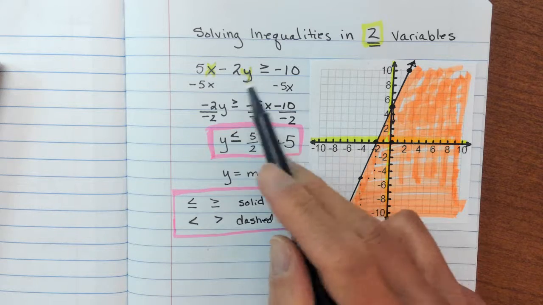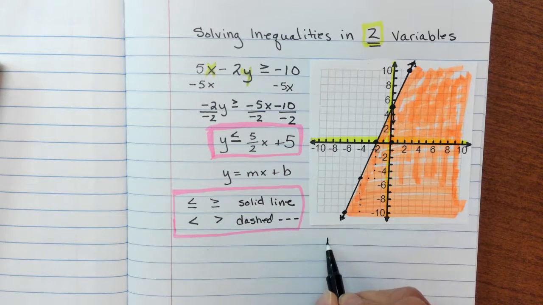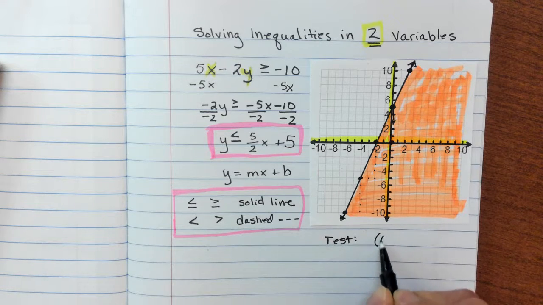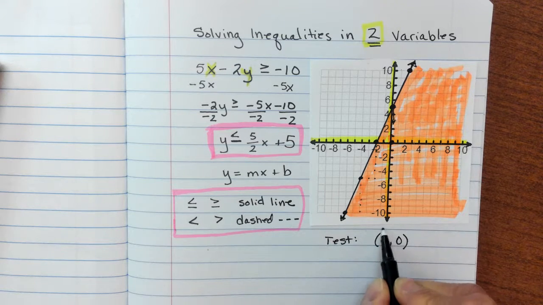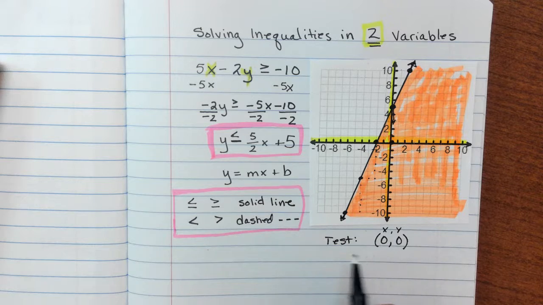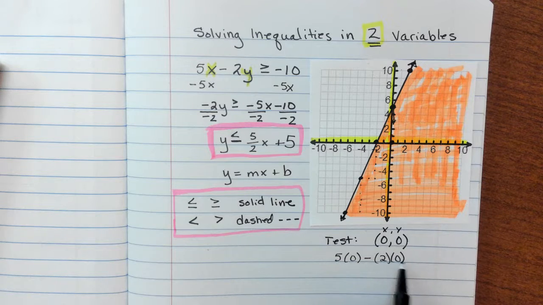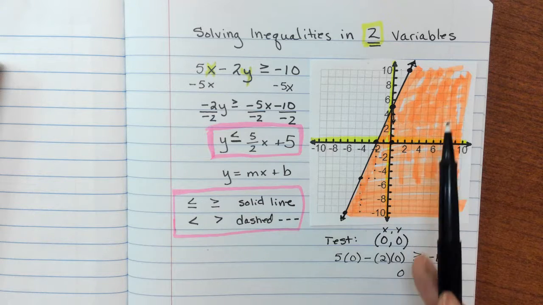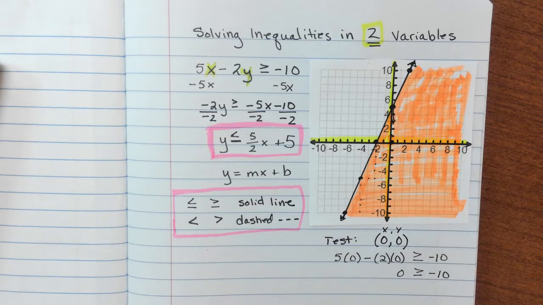So I'm going to test the point 0, 0. This is my x, this is my y. So that means if I have 5 times 0 minus 2 times 0, that should be greater or equal to negative 10. And in fact it is, because 0 is greater than or equal to negative 10. I could have picked any point in this region and it would come out to be true.